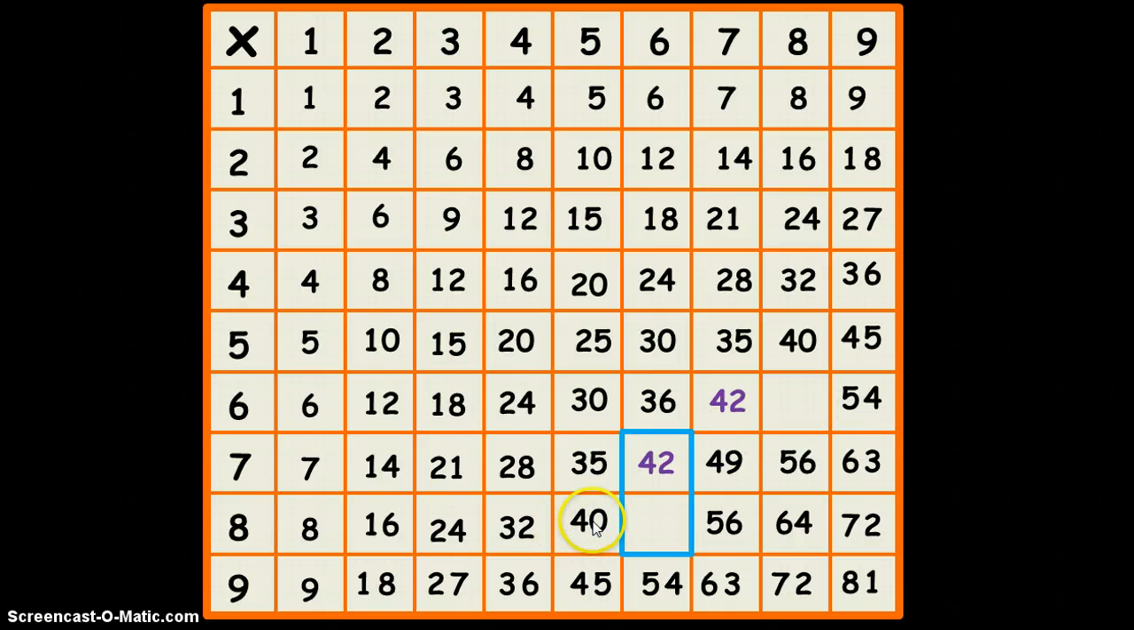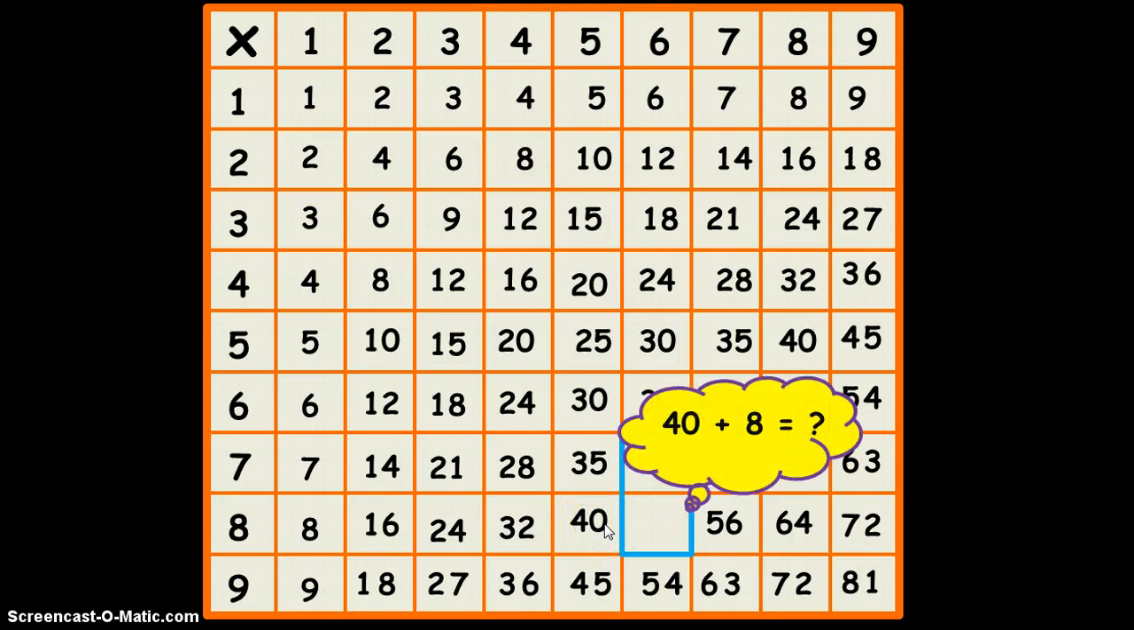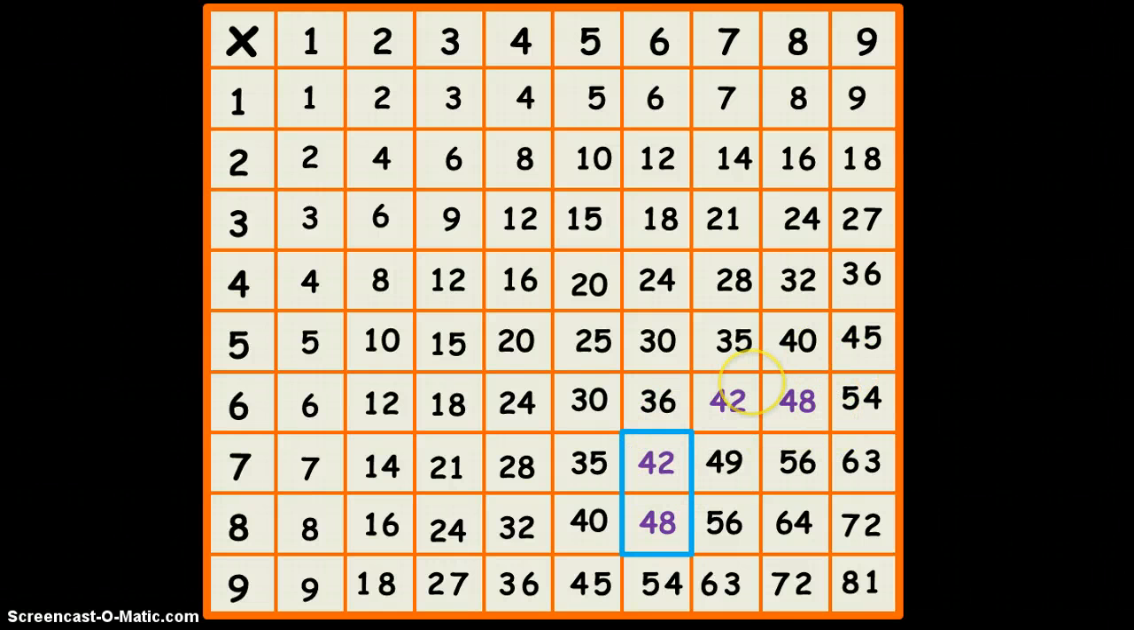So we start with this number here, 40 plus 8. What could that be? That is 48. And we're going to copy that in the corresponding column. And now you have just learned how to do your multiplication chart.